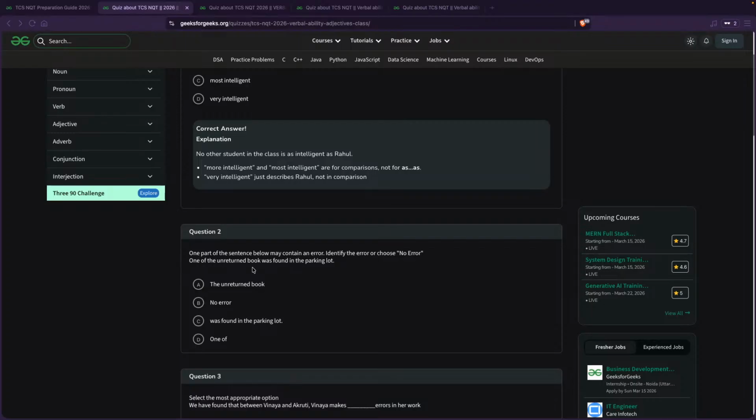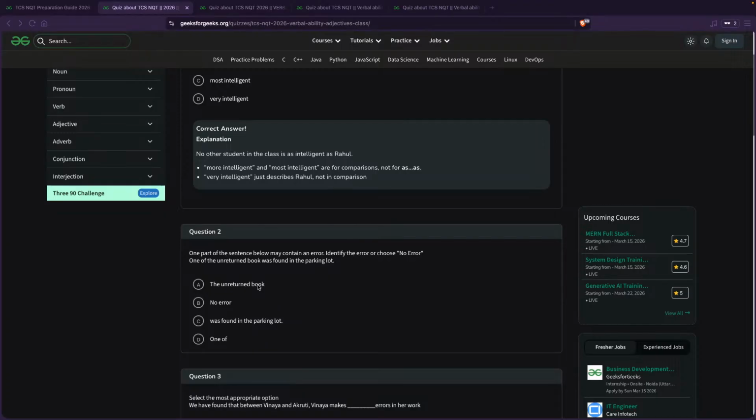One of the unwritten book was found in the parking lot. Unwritten, I don't know. I think in these types of questions the words are not usually incorrect. Like unwritten, I think this word is correct. One of the book, one of the unwritten was found in the parking lot.